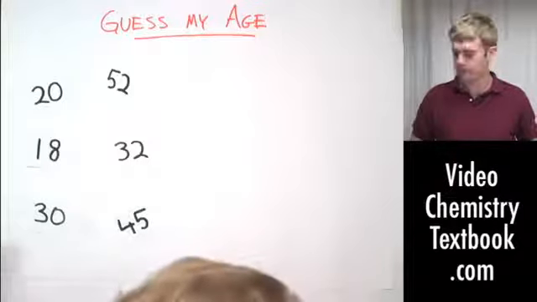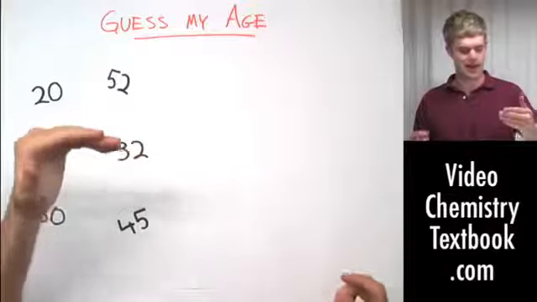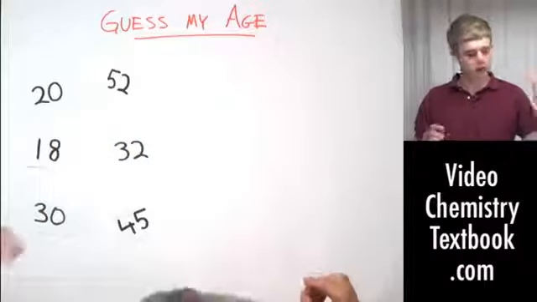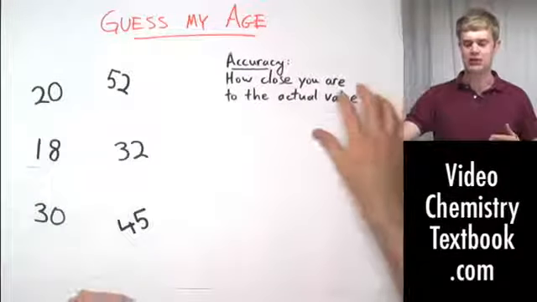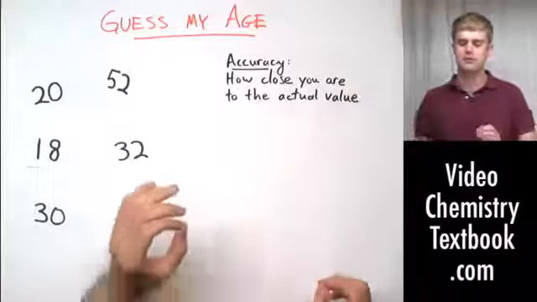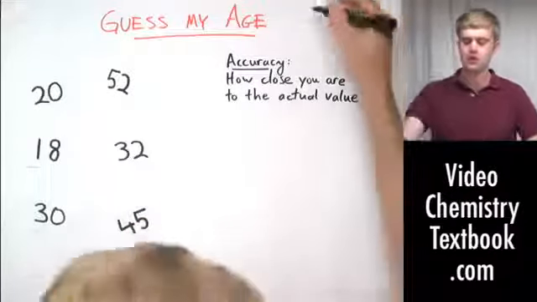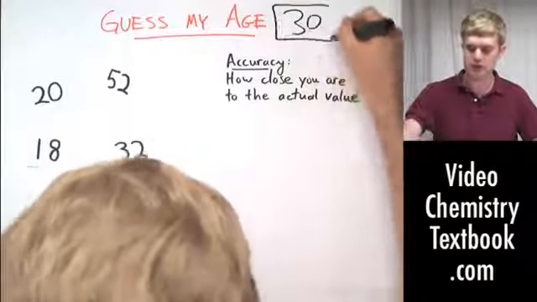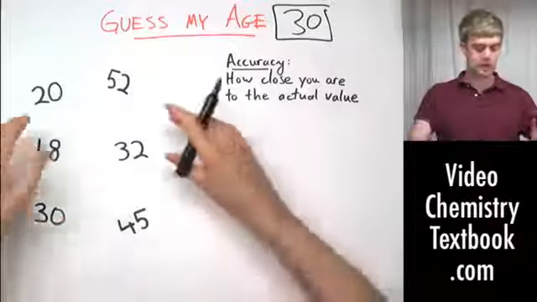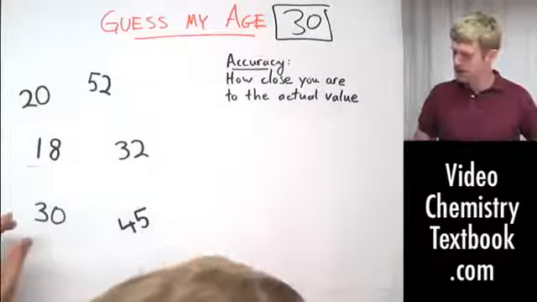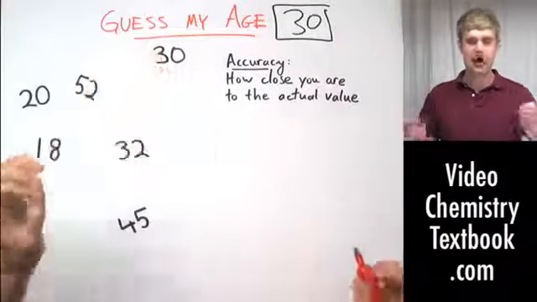Who's going to win? Well, first of all, we have to know actually the age of the person up there. And then we have to figure out who's closest, or whose answer has the greatest accuracy. So accuracy is a fancy word that means how close you are to the actual value. So let's say that the actual value is 30, that this guy's age is actually 30. Let's look at these choices in terms of accuracy.